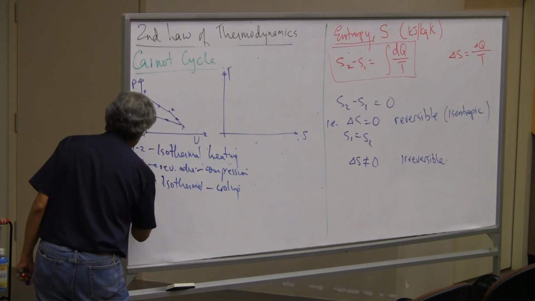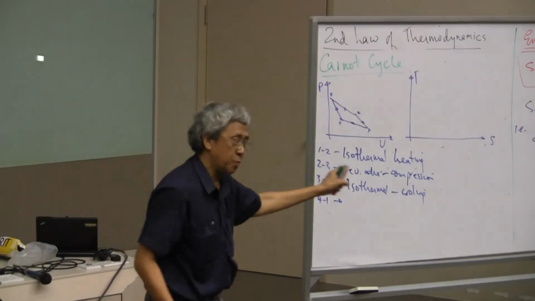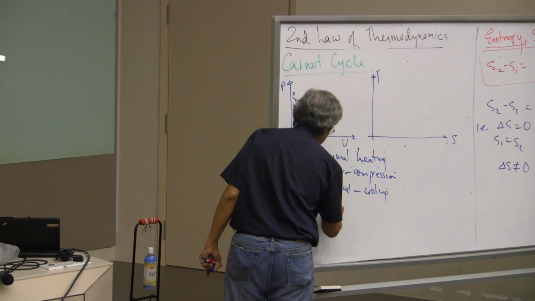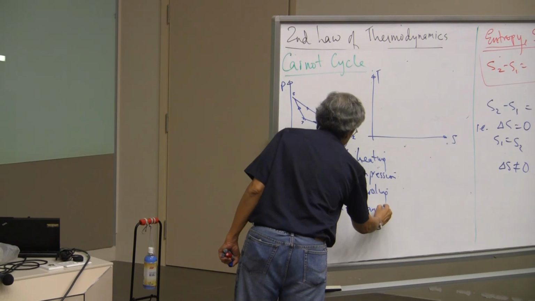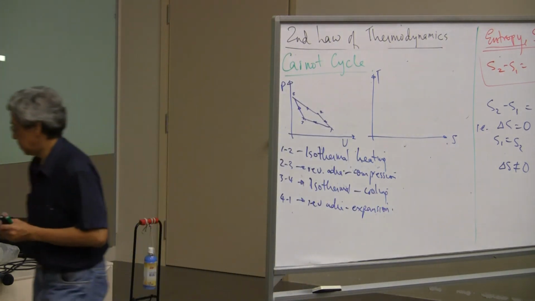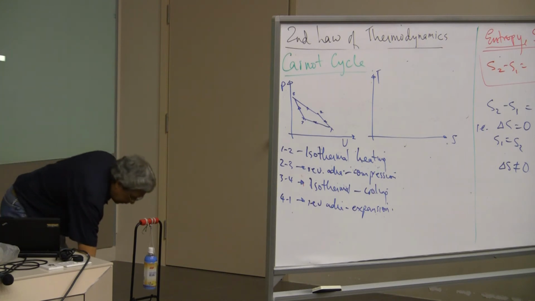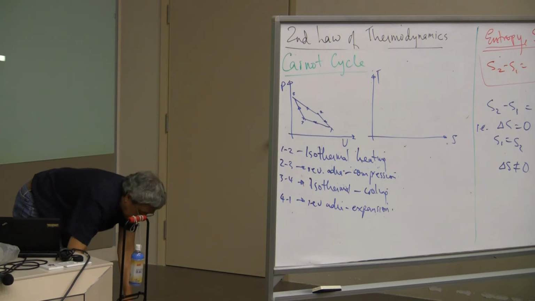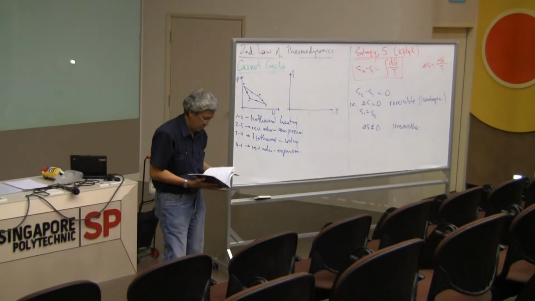And then 4 to 1. Maybe you can take out your book and help me to check. This one will be reversible adiabatic expansion. On my part, I also do a bit of checking down here. It's very easy to get confused over here.